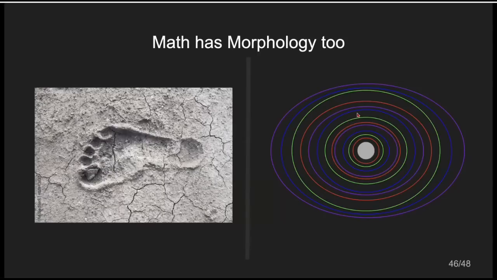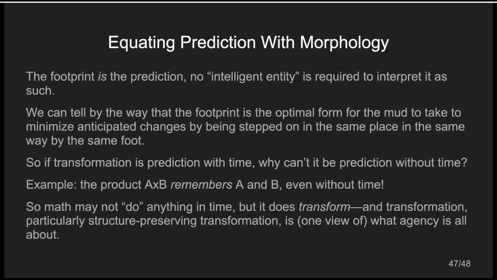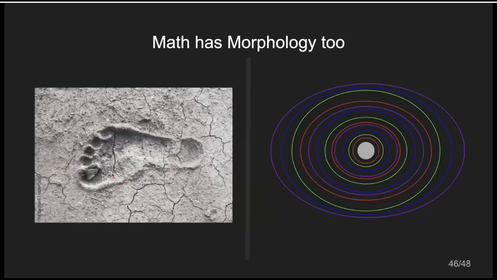The only thing missing is time. It doesn't seem like time is actually relevant. So we can equate prediction with morphology. We can think of the footprint as being the prediction. The footprint is the prediction. We don't need an intelligent human entity to come along and say, I'm going to use this to make a prediction. It is the prediction.